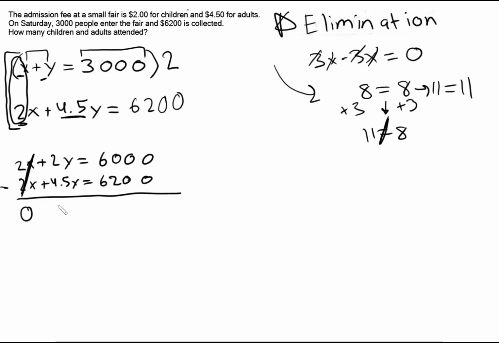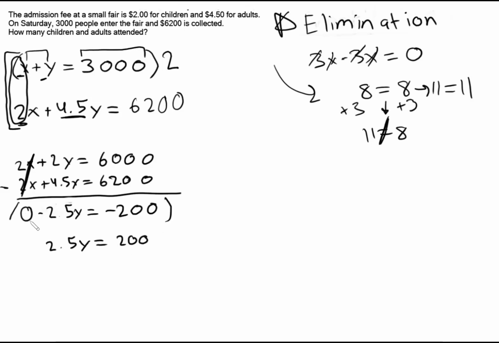If you do 2 plus 4.5, you're going to get 6.5y. Sorry, 2 minus 4.5, my mistake there. So 2 minus 4.5 is going to get you negative 2.5y. Let me erase the plus as well. So you're going to get negative 2.5y is equal to negative 200. In other words, if you multiply everything by negative 1, 2.5y is going to be equal to 200.